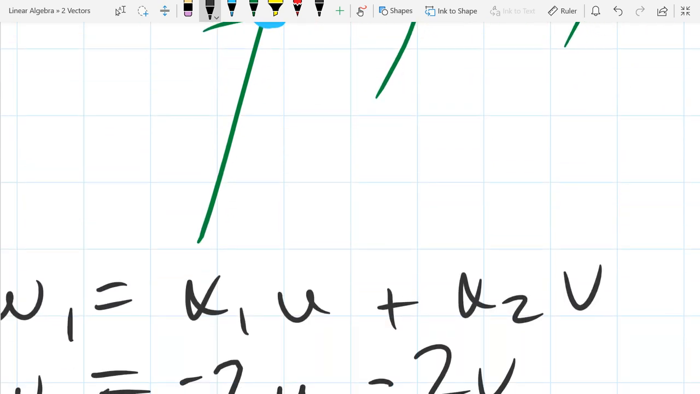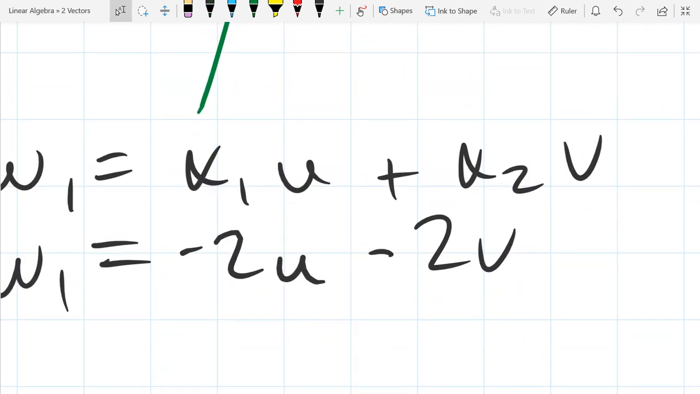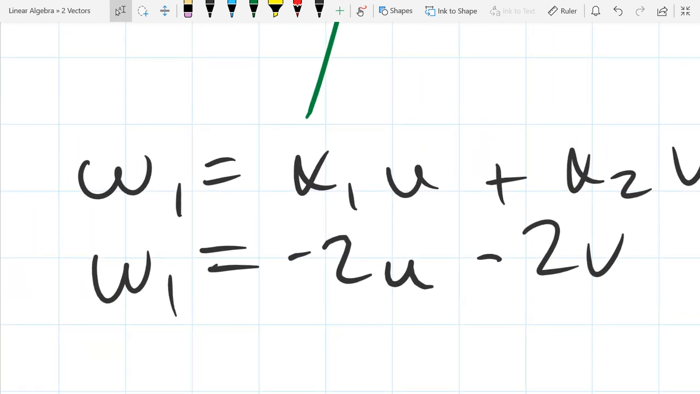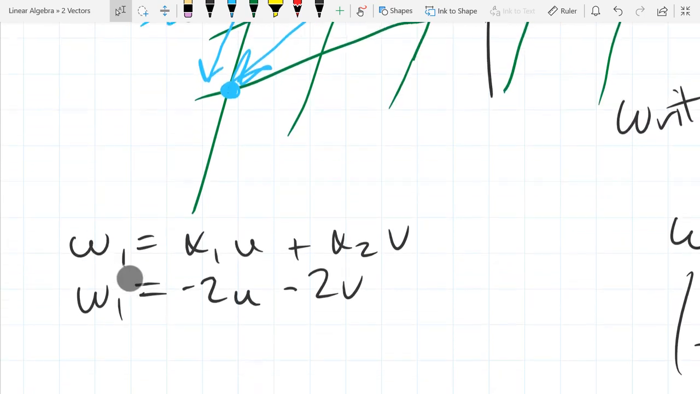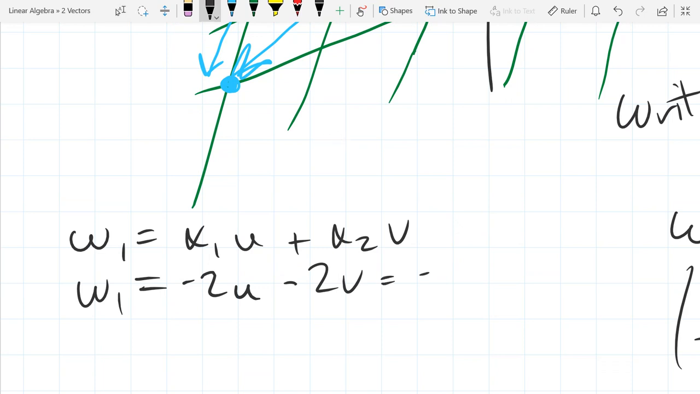Yep, I could recover them just by plugging in the u and the v values and then basically figure out w1 from that, so for sure. What's that? That was minus 6, minus 8. Minus 6, minus 8, I believe it. Wait. Minus 8, minus 6. Oh no.